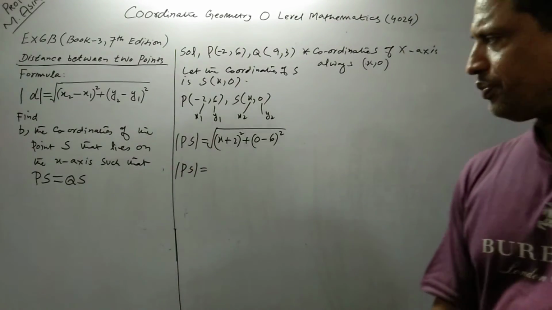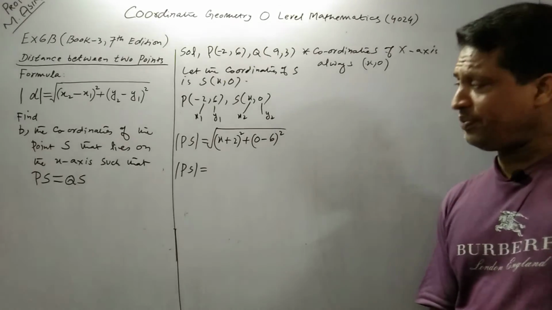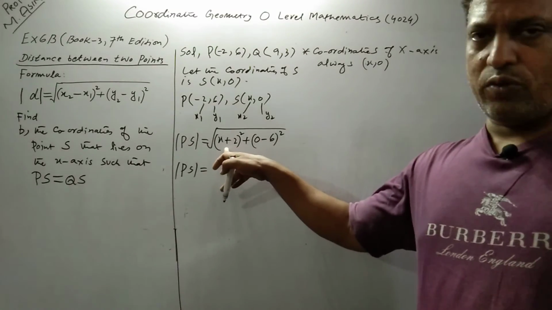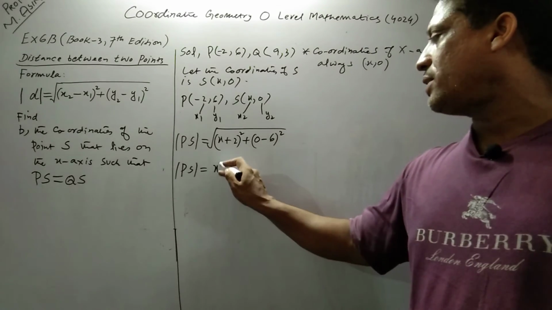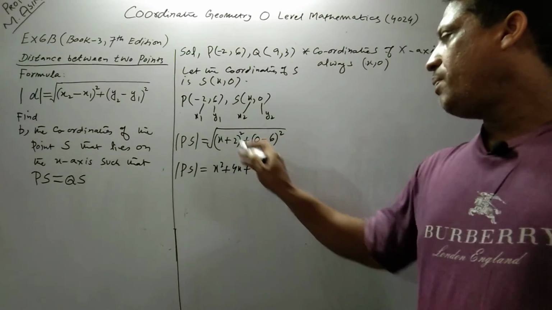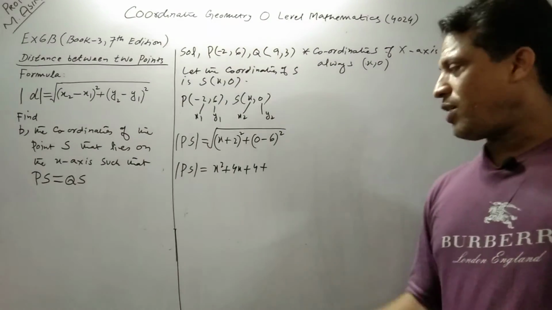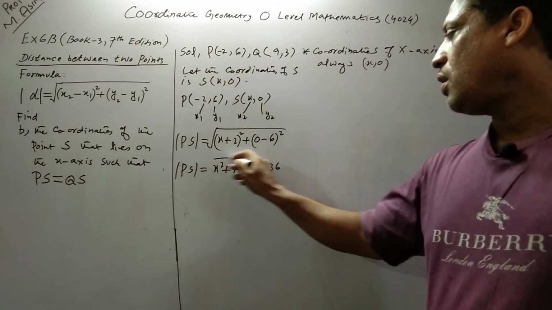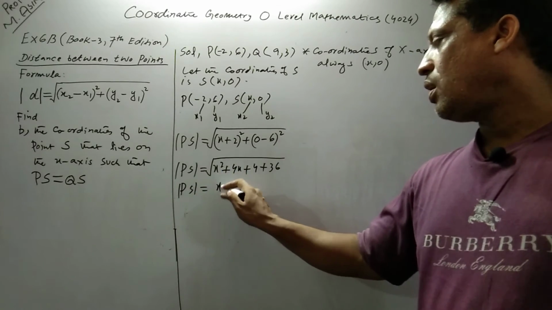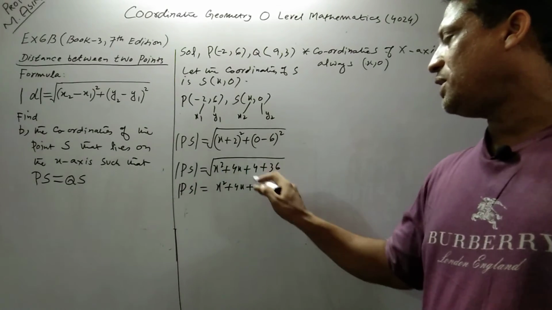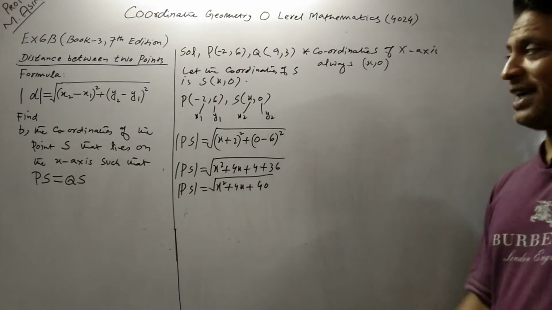PS is equal to the square root of (x plus 2) whole square, always expand by using the formula. What is the formula? The (a plus b) whole square formula. I am applying it directly. (x plus 2) whole square is x square plus 4x plus 4. 0 minus 6 is minus 6, and minus 6 square is plus 36. So PS is equal to the square root of x square plus 4x plus 36 plus 4, which is 40. This is the distance PS.